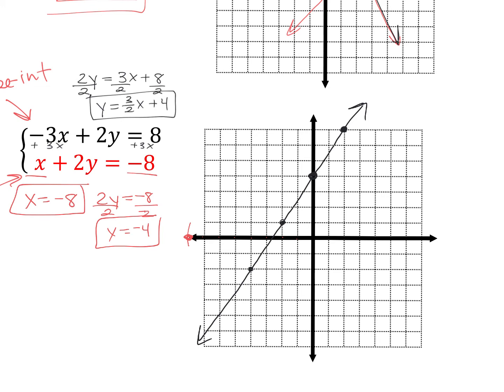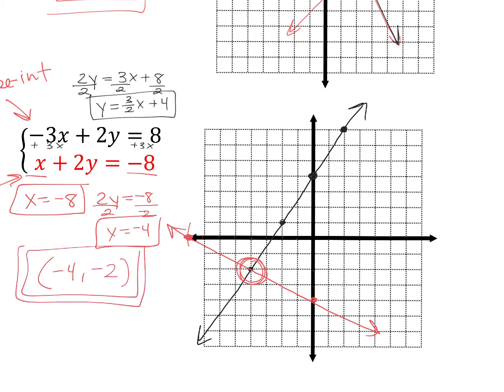-8 and -4. Okay, and when you draw that in, you go right through this point here, which is your answer, which is -4, -2. Questions on that? Lots of graphing in this lesson, okay? Hopefully that's a good thing.